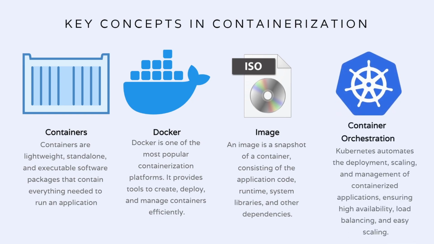And the fourth is container orchestration. As your application grows in complexity and requires deployment across multiple containers, container orchestration tools like Kubernetes come into play. Kubernetes automates the deployment, scaling, and management of containerized applications. It ensures high availability, load balancing, and easy scaling.